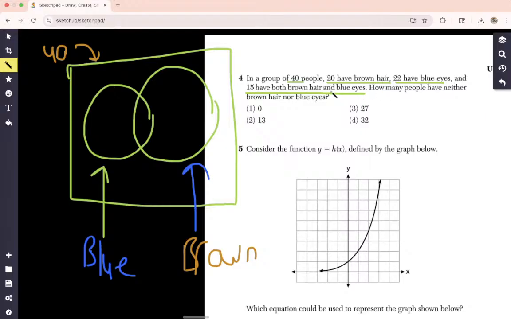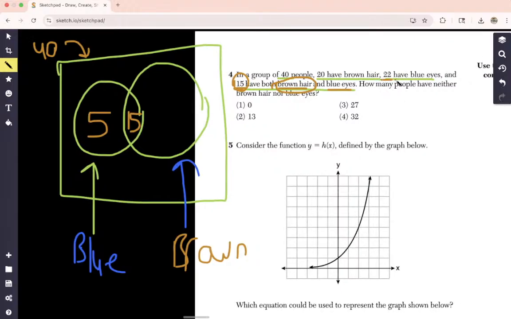Now it says that 15 people have both brown hair and blue eyes. If there are 20 people that have brown hair, then the number of people that only have brown hair is going to be 5, right? Think about it. There's 15 people that have both, so there has to be 5 people that only have brown hair, because 5 plus 15 gives you the 20 people that have brown hair.